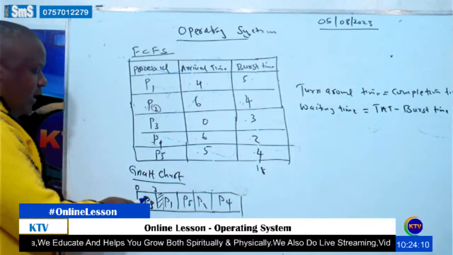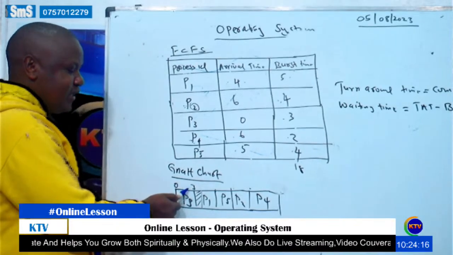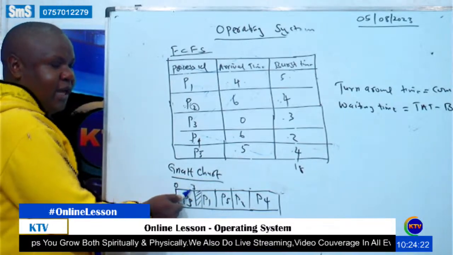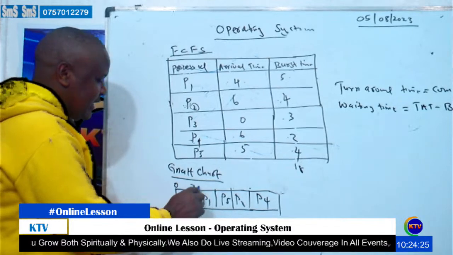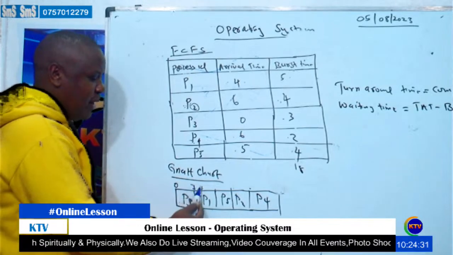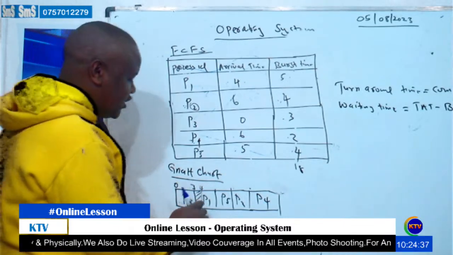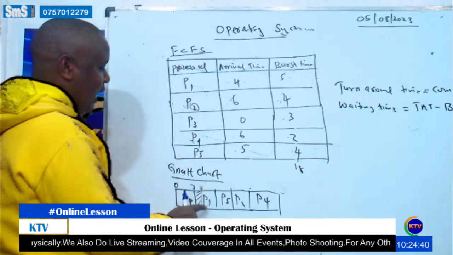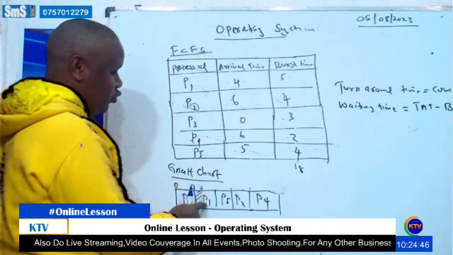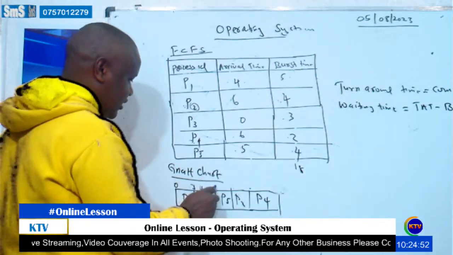Process 3 took 3 milliseconds to complete. And then process 1 arrived, but when it arrived, it did not start at that time. That was idle time, so it started at 4 milliseconds. There is 1 millisecond when the CPU was idle. So process 1 started at 4 milliseconds, and then it completed at what time? 5 plus 4, that's 9. Exactly.